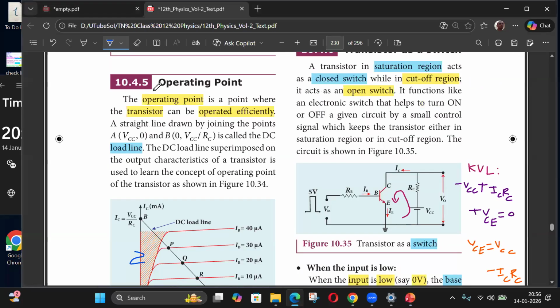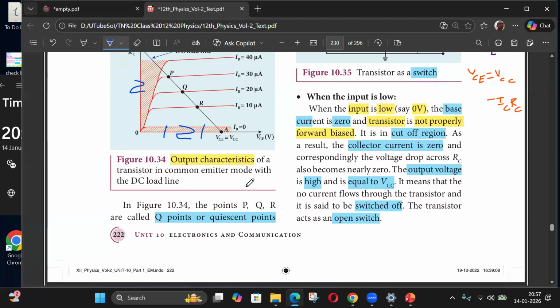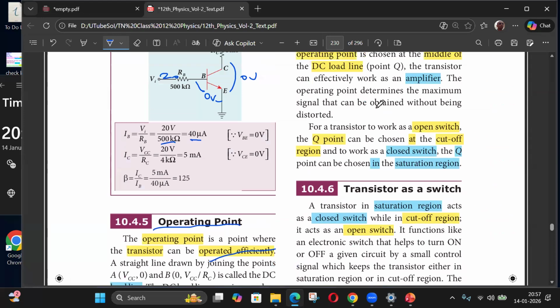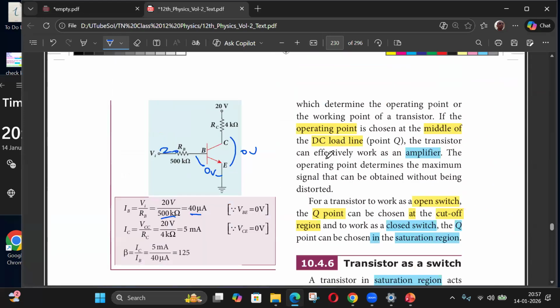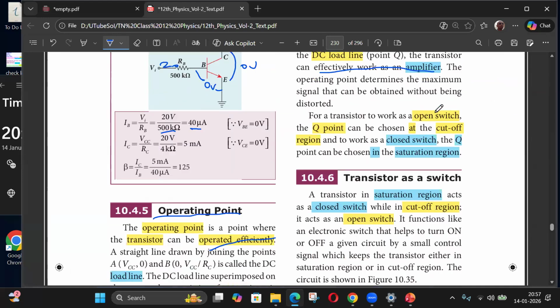That's the operating point. So here the bias point is Q, the operating point, Q point, in the middle of the DC load line to work effectively as an amplifier, so that the variation is within the straight line part.